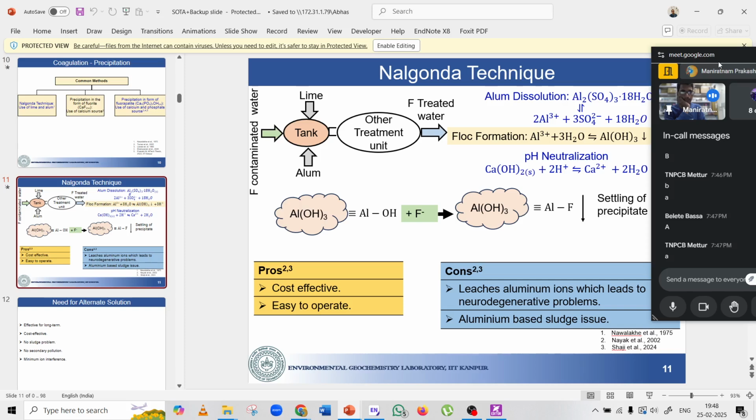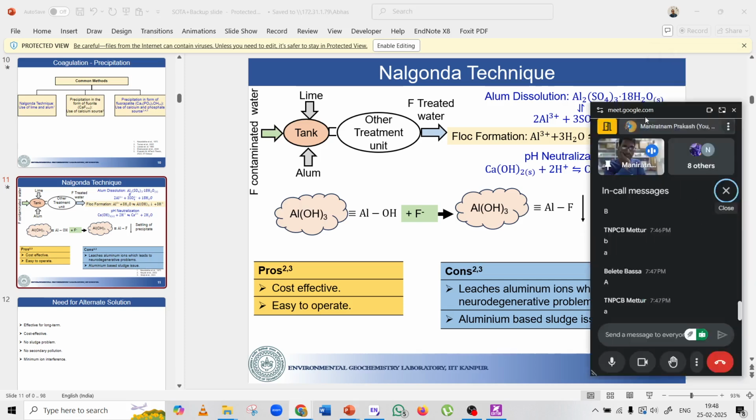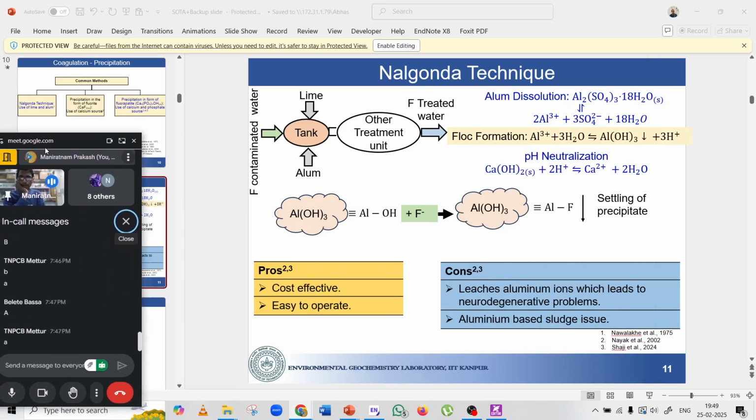So I think everyone is able to see my screen. Here you can see this. When alum is added, it forms aluminium 3 plus, and it reacts with water, leaving H plus concentration, and this H plus will lead to a decrease in pH. So as pH is low, to neutralize the pH, and so that a proper attraction can happen between the surface of aluminum hydroxide and fluoride, the pH should be maintained between 5 to 7.